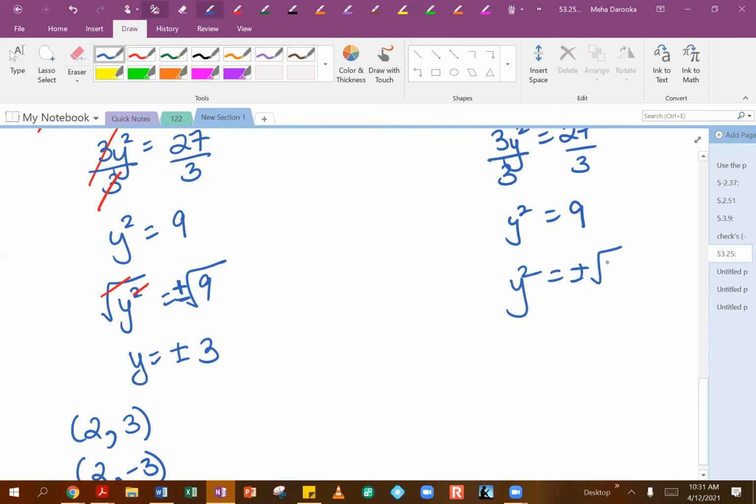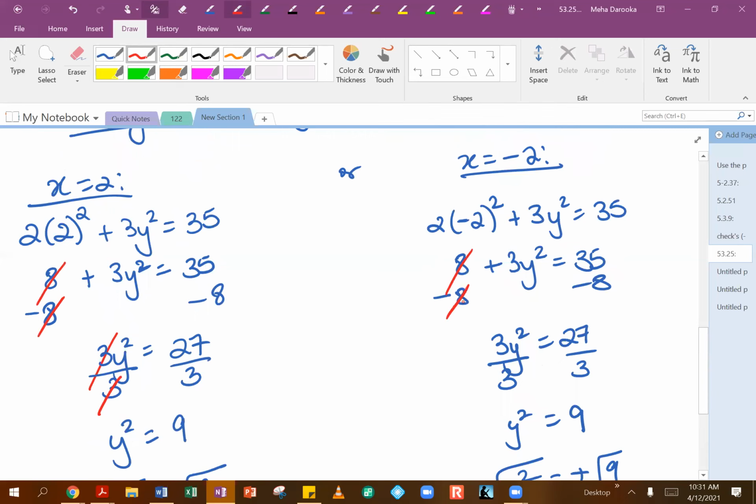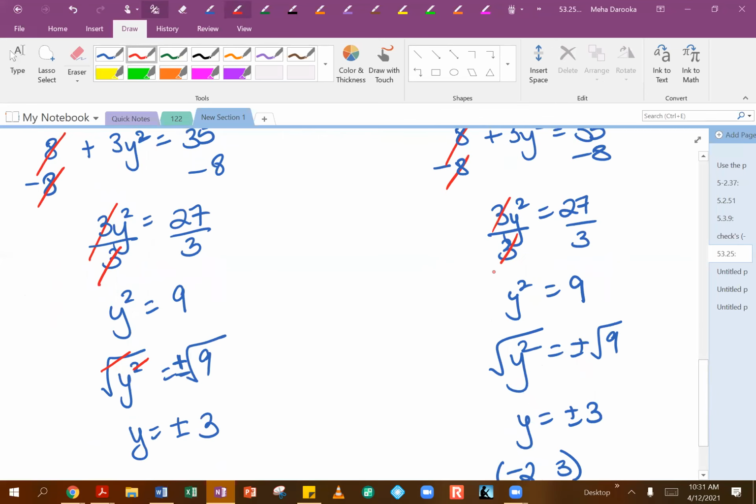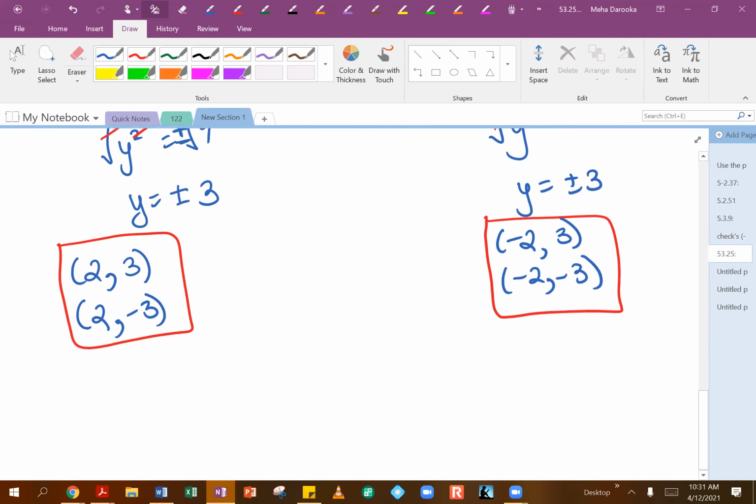And honestly, we don't have to do the calculation again since we know it's going to come out to be the same answer. So these ordered pairs will be (negative 2, positive 3), (negative 2, negative 3). And then these are going to be our 4 solution sets.